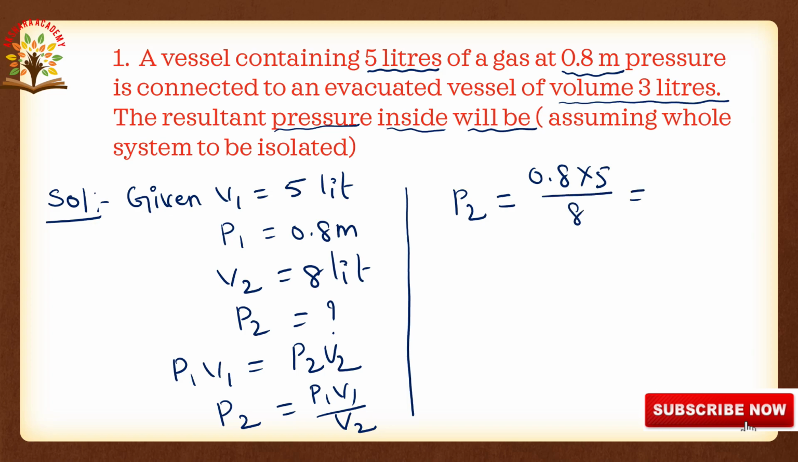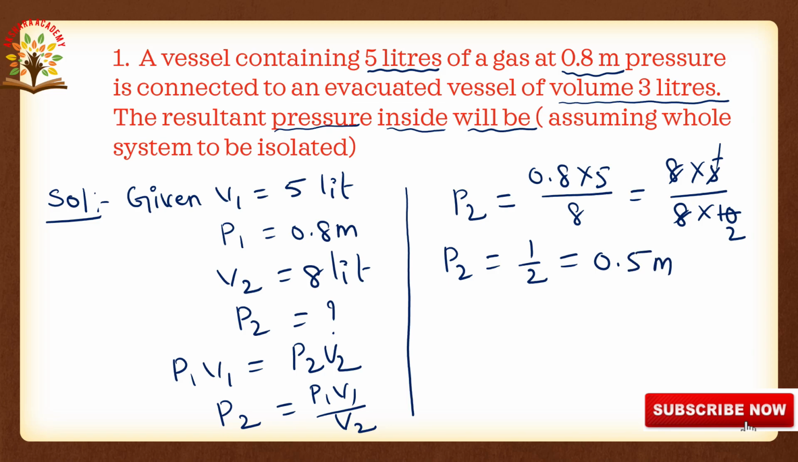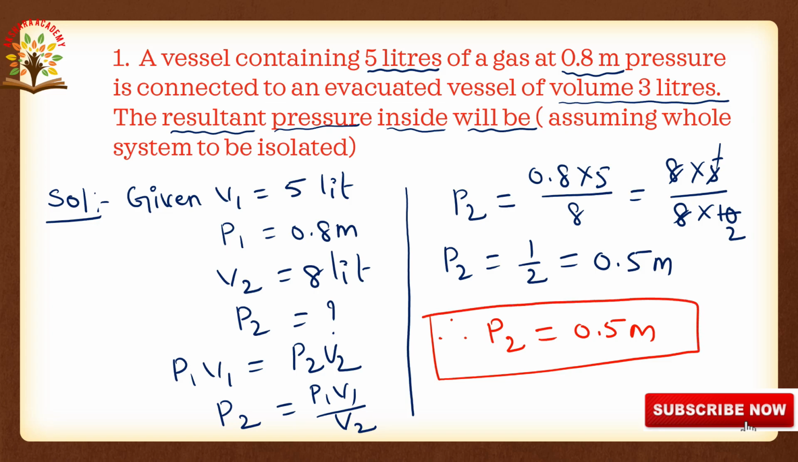By doing this multiplication, 0.8 can be written as 8 by 10. The 8 gets cancelled, 5 ones are 5, 5 twos are 10. So P2 is equal to 1 by 2, that is equal to 0.5 meters. So the resultant pressure inside will be 0.5 meters. Therefore P2 is equal to 0.5 meters. Let us go to the next question.